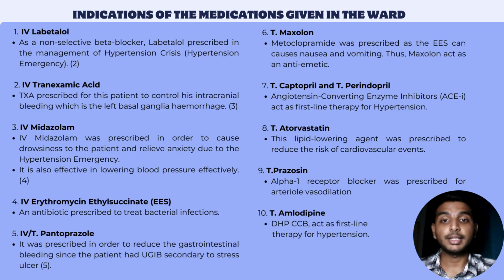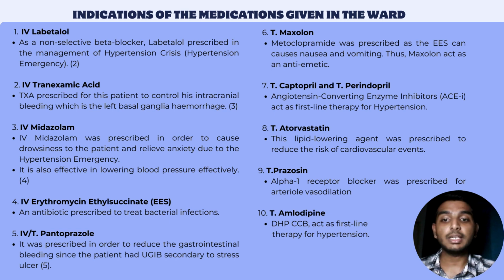So these are the indications of the medications that have been given in the ward for the patient. The first is intravenous labetalol, which is given for the management of hypertensive crisis, which means the hypertensive emergency. Intravenous tranexamic acid was given in order to control his intracranial bleeding, which is the left basal ganglia hemorrhage. The third is IV midazolam, which was given to cause drowsiness and relieve the anxiety due to the hypertensive emergency.